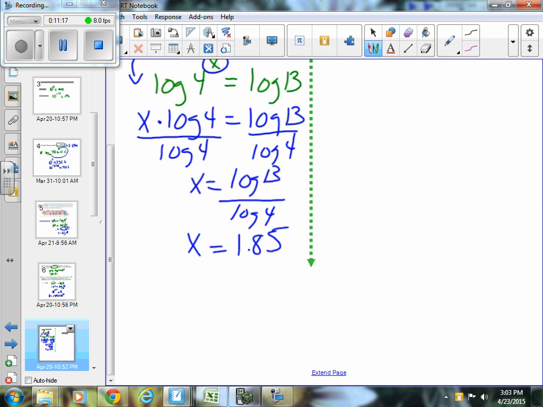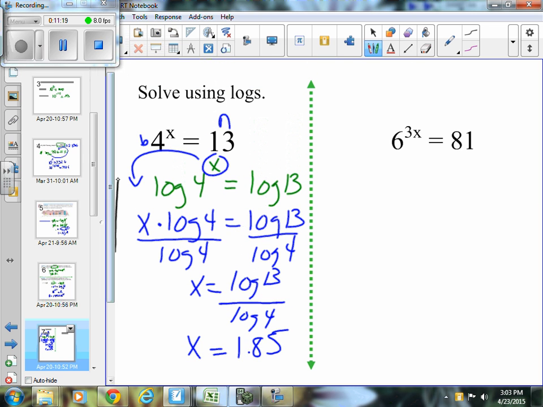Now, if you wanted to check your answer and see if you were accurate, you'd have to go back and see if that would work. So if I did 4 to the 1.85 power, try that, you should get pretty darn close to 13. But why isn't it actually 13? Well, you think? That's because we rounded, right? So 1.85 is a rounded answer, so it'll be pretty close, but not perfect. All right, so a similar idea for the next one.